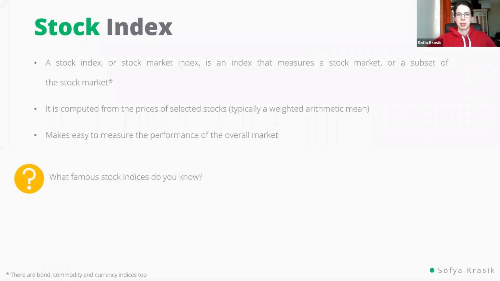My question to you: please type in the chat or say it with your microphone. You probably heard of some indices, and if you did, please tell me what stock indices do you know? I hope I know them too, but if I don't, I will be curious. So do you know any stock indices? And what are they?